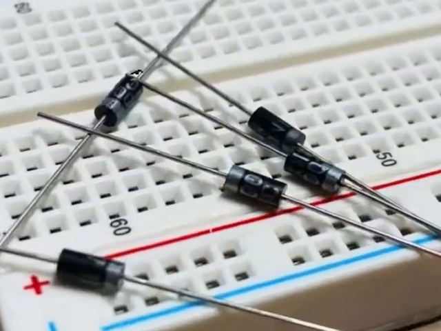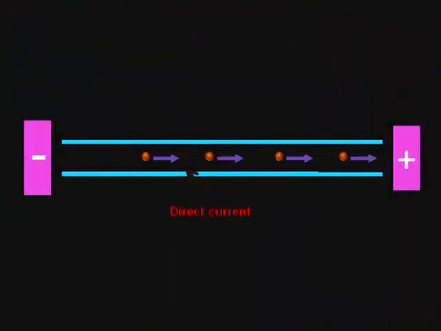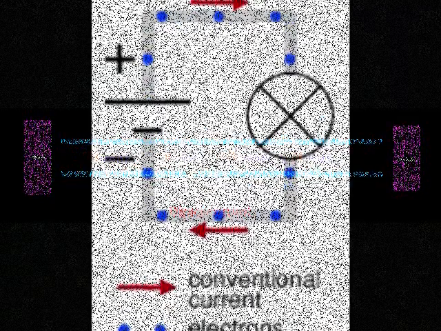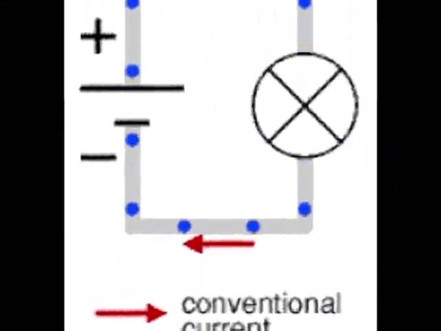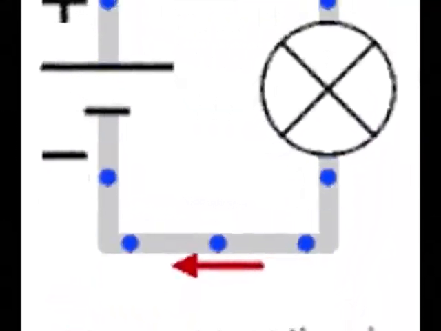We know that in practice, the electrons of the circuit move from the negative side to the positive side, but by convention, the direction of current flow is against the movement of electrons.